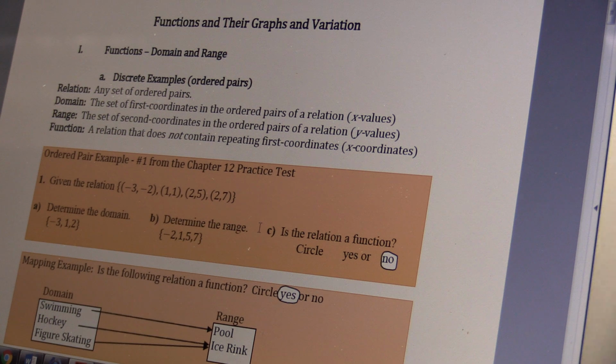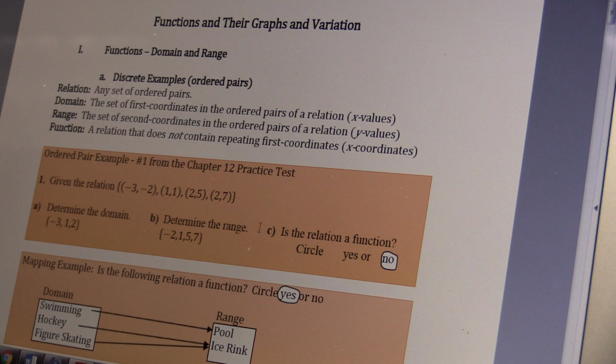The first video of the Chapter 12 material, functions and their graphs and variation, we will talk about functions. In particular, we're going to look at the domain of discrete examples. So those would be like ordered pairs would be an example of discrete, where if you were to graph it and you had to lift your pen with the graph, then it would be a discrete example.